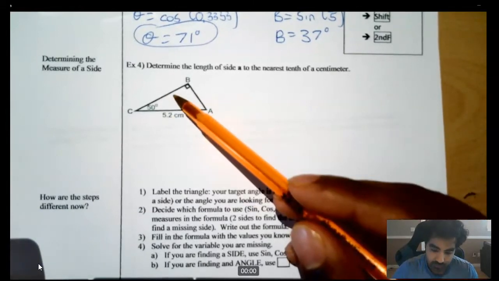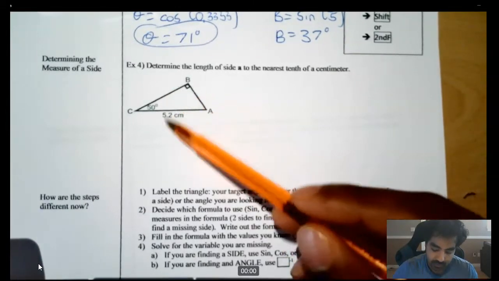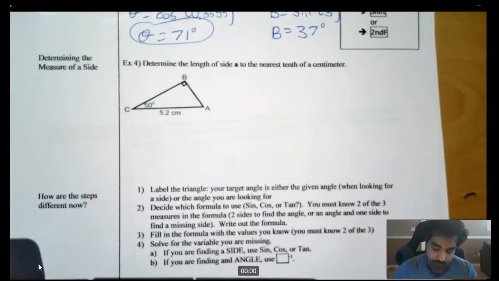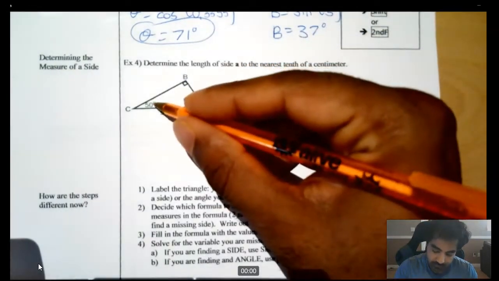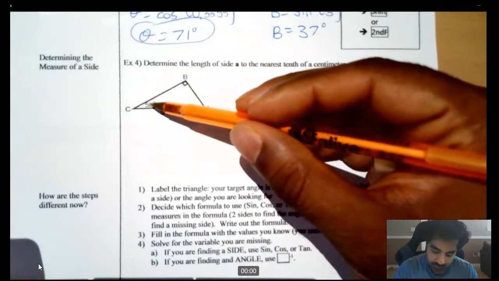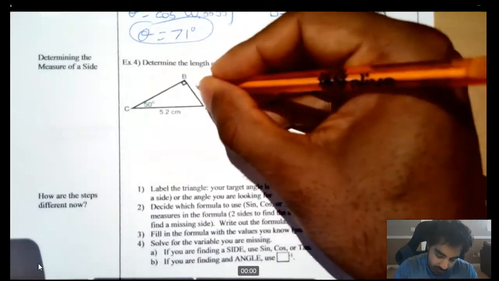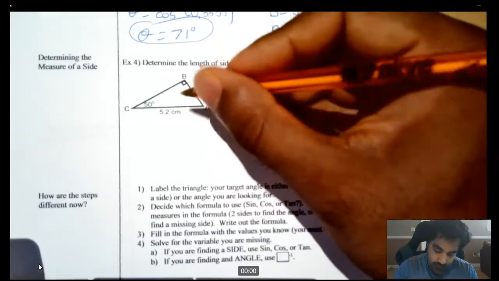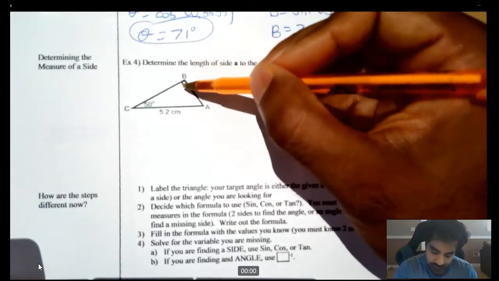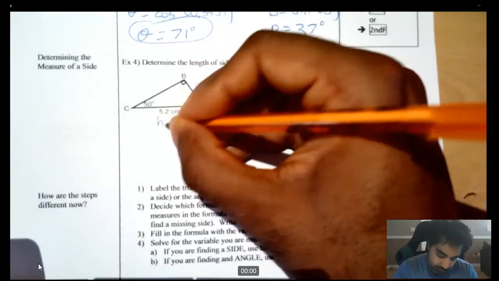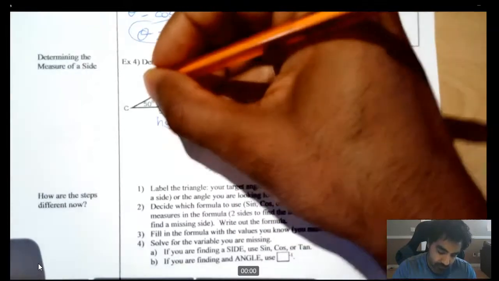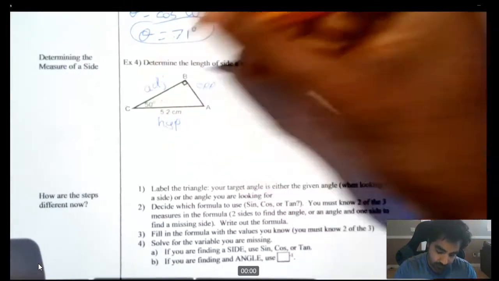To start off, you're always going to label the triangle, step 1, based off the reference angle. They gave us 50 degrees, so we're going to use 50 degrees. This will be the opposite. Maybe you should always label the hypotenuse first. Across from the right angle is the hypotenuse. Therefore, this has to be the adjacent.